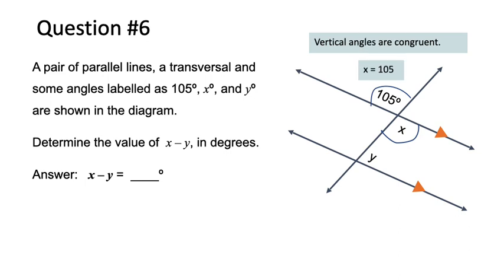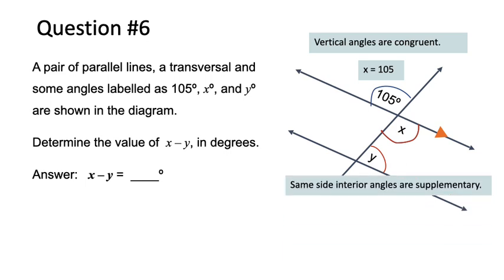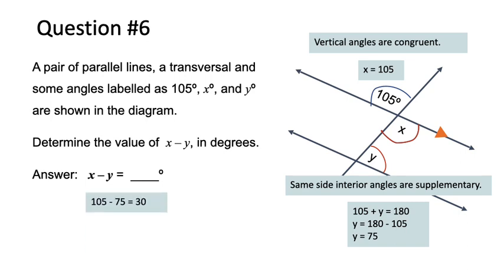Now, what about y? Let's look at x and y. They are on the same side and the interior. So these are same side interior angles. And we know that same side interior angles are supplementary. So we can write an equation, 105, which is the measure of angle x, plus y is equal to 180, and then subtract 105 from both sides, and we get that y is equal to 75. Now that we know what x is and what y is, we can subtract 105 minus 75, and therefore x minus y is equal to 30.